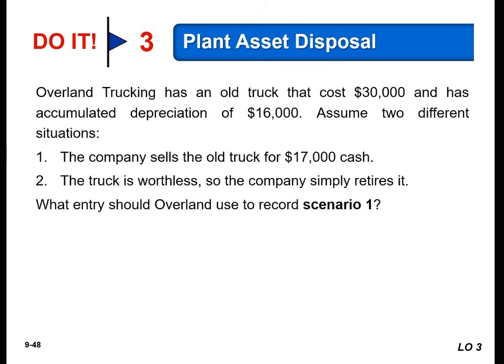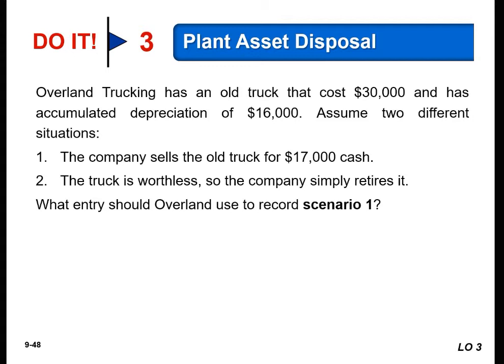So let's look at plant asset disposal just one more time. Overland Trucking has an old truck that cost $30,000 and has accumulated depreciation of $16,000. We're going to assume two different situations. One, that we sell the truck for $17,000 in cash, and the other is that the truck's worthless, so we just simply retire it.